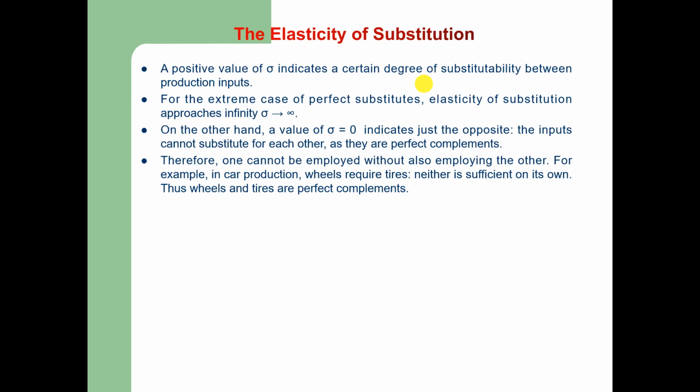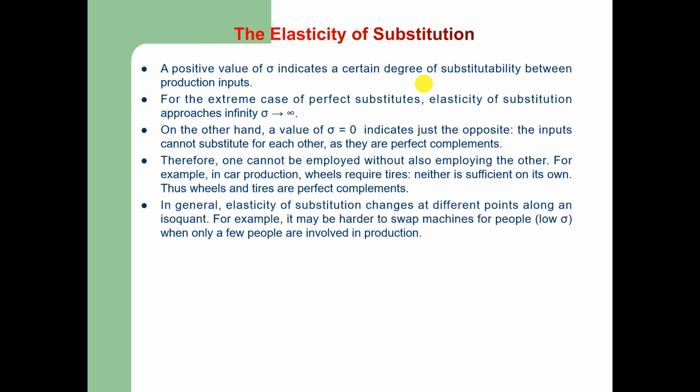And we may give an example in car production. In real sense, wheels require tires, so neither of them is sufficient on its own. Thus, wheels and tires are perfect complements. One wheel will need one tire, two wheels will need two tires. So, this is the case of perfect complements, and there is no substitutability between tires and wheels. They are both perfect complements.